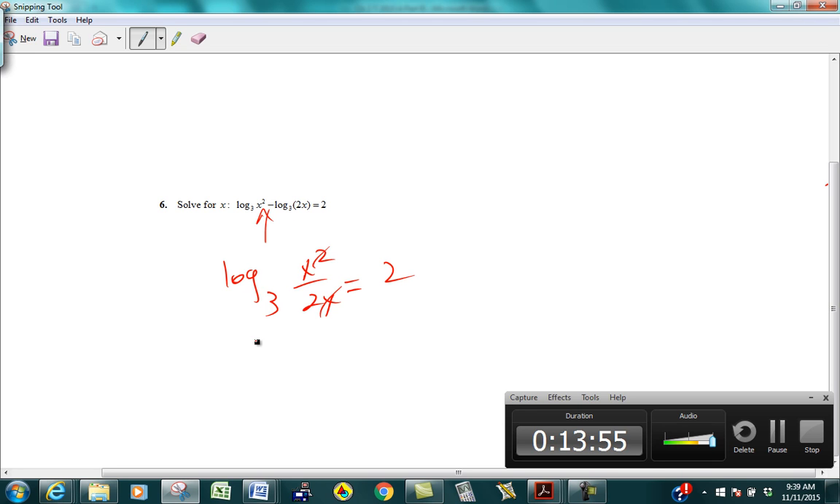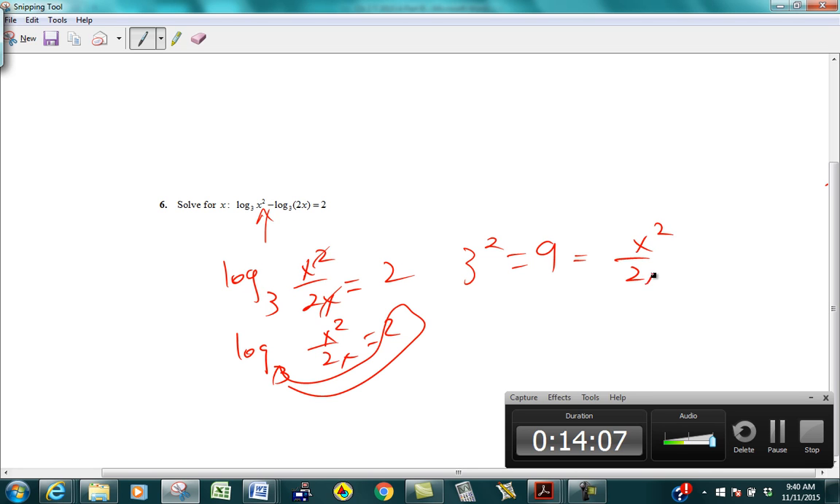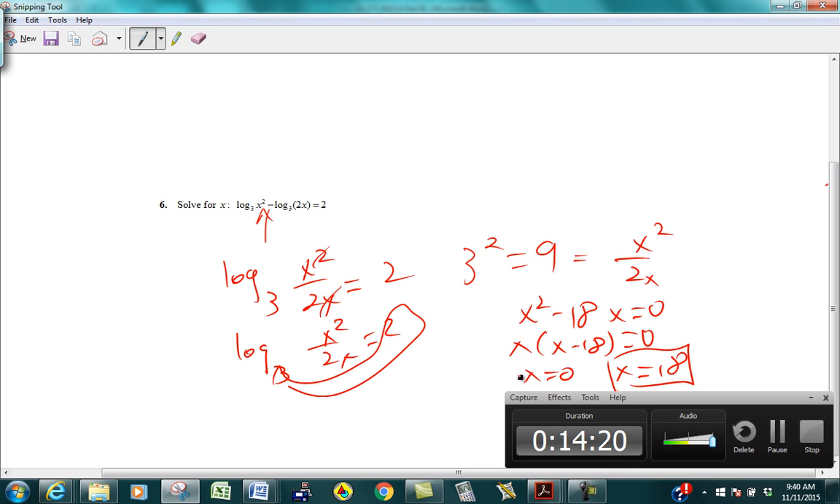So don't cancel that out. Then you get log base 3 of x squared over 2x equals 2, which means that 3 squared, which is 9, is equal to x squared over 2x, which means that x squared minus 18x equals 0. Factor, and that is equal to 0, so x equals 0, x equals 18. This is a valid solution. This is extraneous because you cannot have a negative number or 0 in there. So then you have to stipulate that this is extraneous.